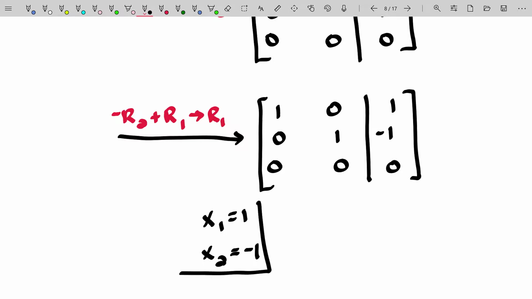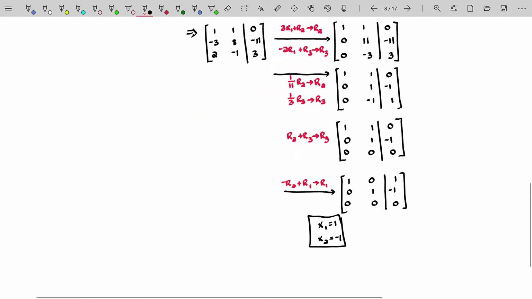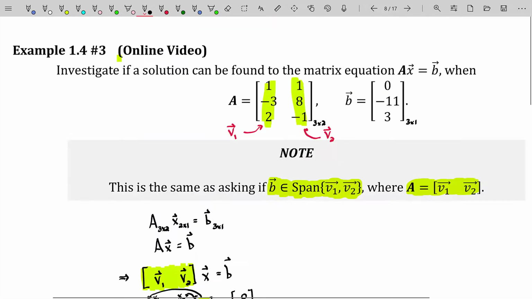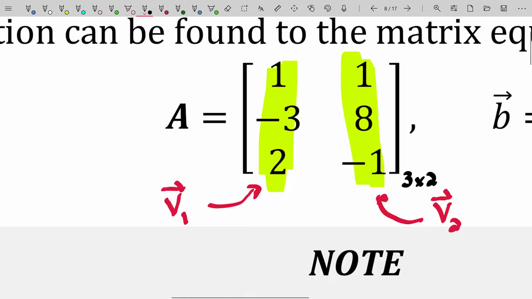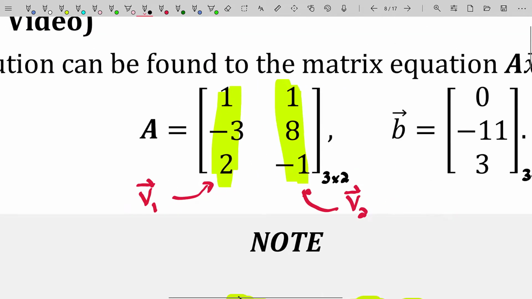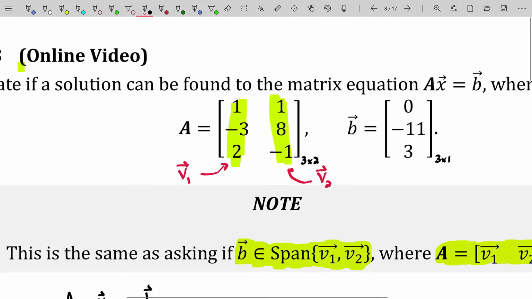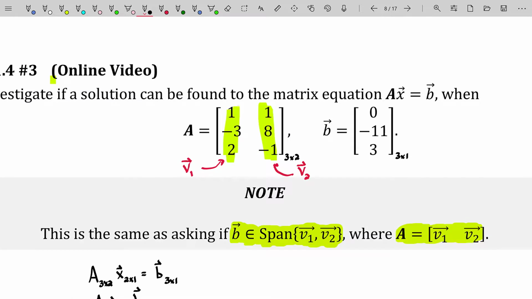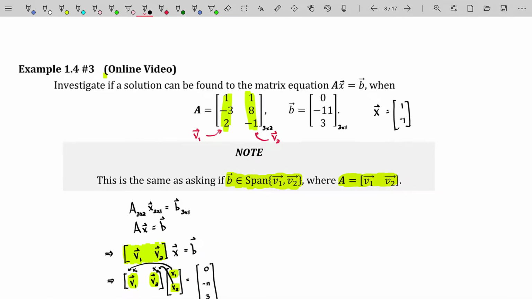Now let's go back to the original question to see what this means and what we just proved. Well, the question was asking if there is a solution to the matrix equation AX equals B when A is this matrix right here and B is 0, negative 11, 3. And the answer is, yeah, there is a solution. The solution is the vector X, which is equal to 1, negative 1. That is kind of a long-winded way of investigating if a solution can be found for that matrix. There are faster ways, but for right now, I just wanted to slowly work our way into deeper theory.